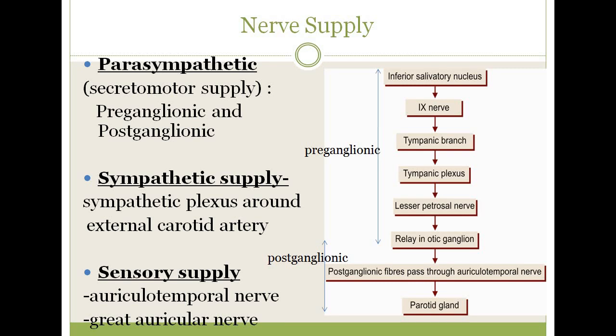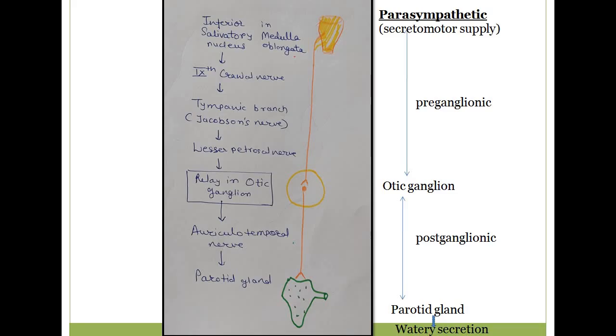Parasympathetic nerve supply is from the inferior salivary nucleus, which is in the medulla oblongata. Then it has preganglionic and postganglionic fibers. Stimulation of the parasympathetic nerve results in the watery or serous secretion of saliva from the gland. Sympathetic supply is from the sympathetic plexus around the external carotid artery, while sensory supply is by the auriculotemporal nerve and great auricular nerve. Now just have a look at the parasympathetic pathway of the parotid gland.